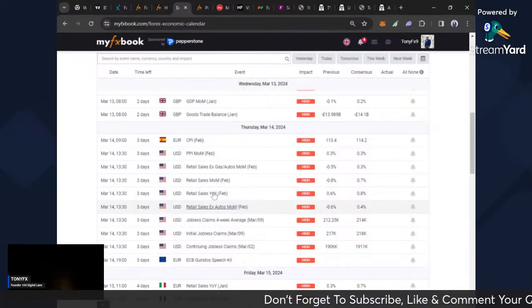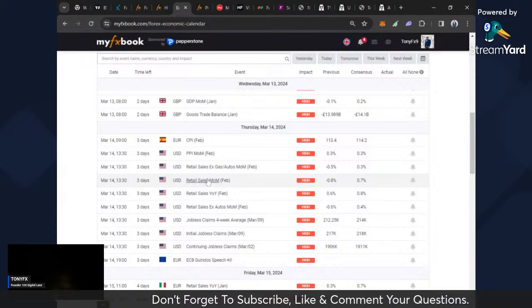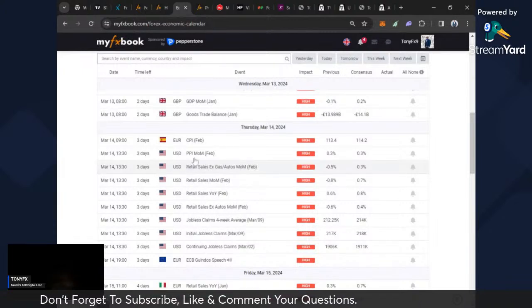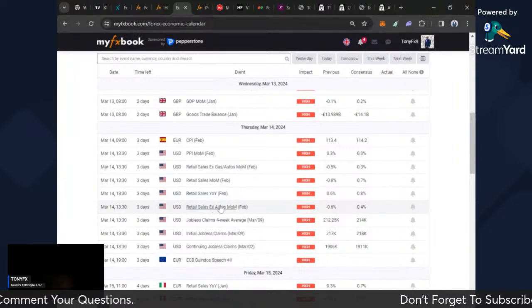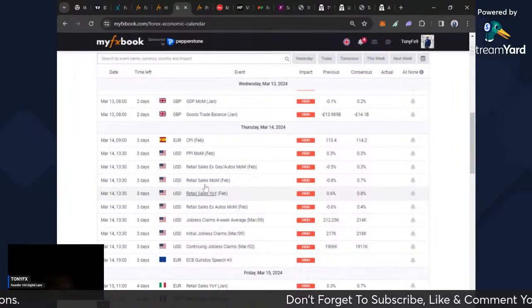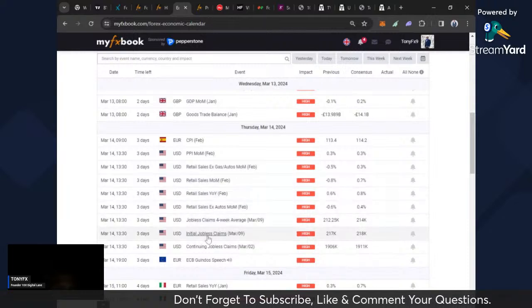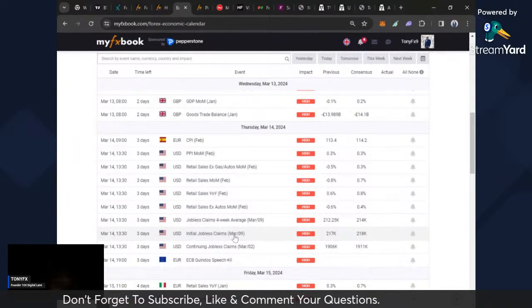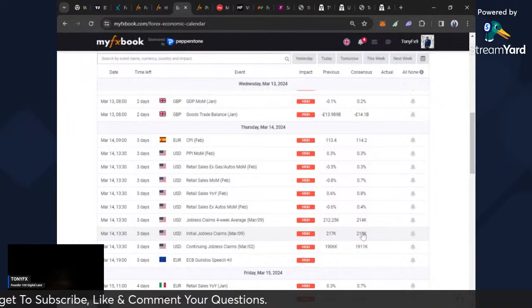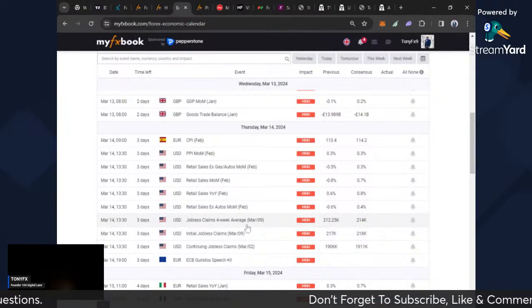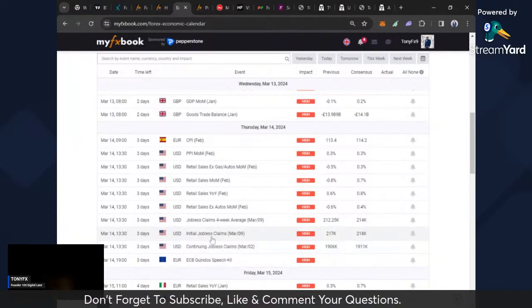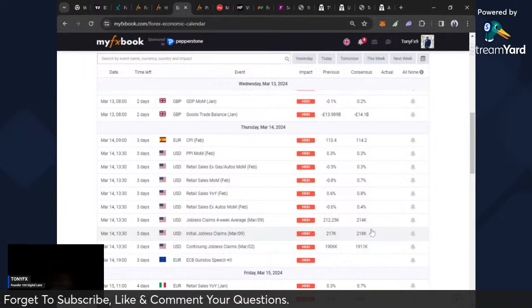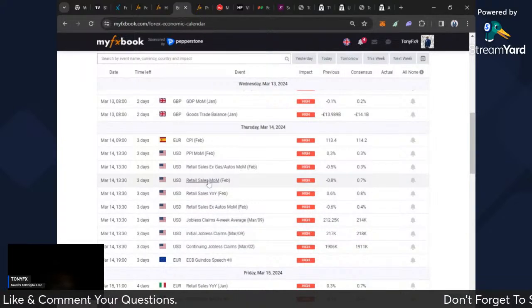Then on Thursday, we have major news like retail sales month over month, PPI month over month, retail sales year over year, and retail sales ex auto. The most important ones are the retail sales and the initial jobless claims. If we have a figure higher than 218k for initial jobless claims, it is bad for the dollar. Jobless claims 4-week average is a derivative of initial jobless claims. So the most important ones are initial jobless claims and the retail sales month over month.